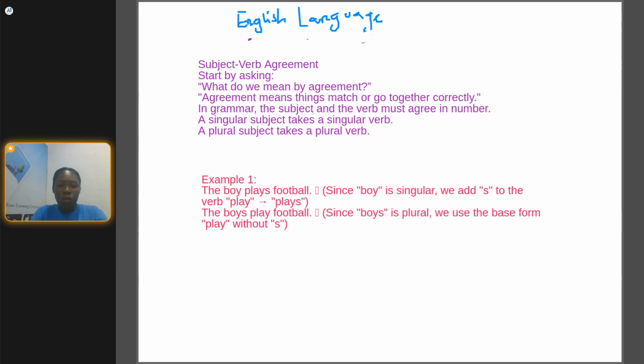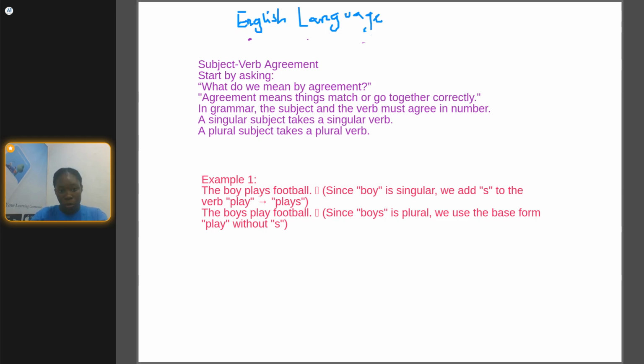Okay, so example one, it says the boy plays football. Now, the explanation here is that since boy is singular, we add s to the verb. We add s to the verb play. So that will mean plays. So the boy plays football. That's what I mean by the basic rule.